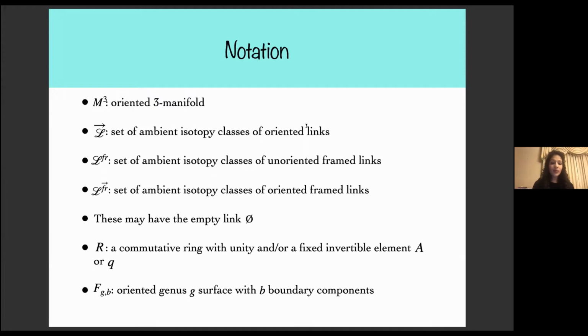And we will always work with a commutative ring with unity, which may or may not have an invertible fixed element, which will be either A or Q. And FGB will denote an oriented genus G surface with B boundary components.